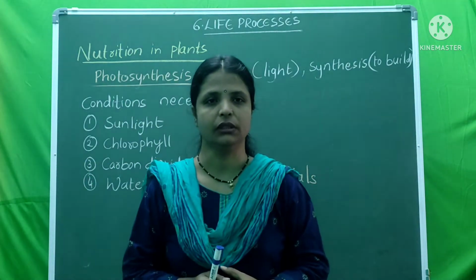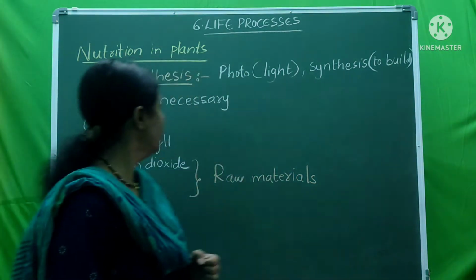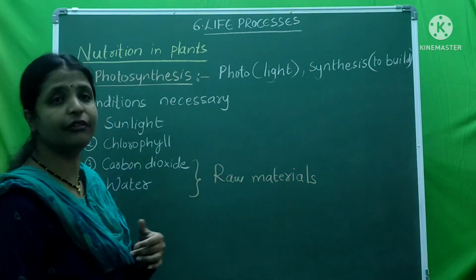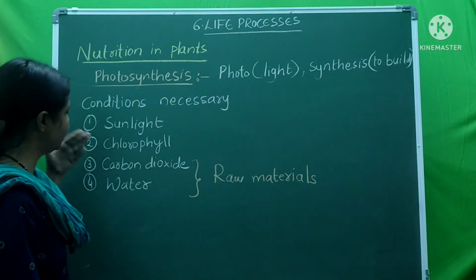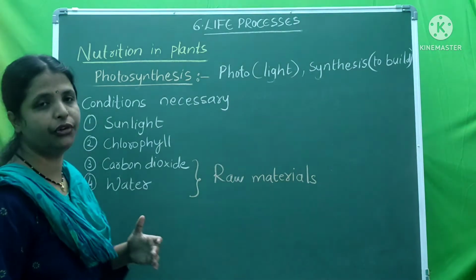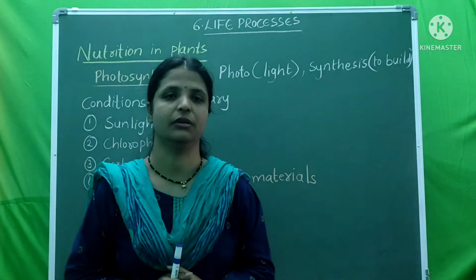Carbon dioxide, water plays a very important role in the photosynthesis. So let us see what are the conditions necessary for the photosynthesis. So sunlight, chlorophyll, carbon dioxide and water. Without these four things, the photosynthesis is impossible.